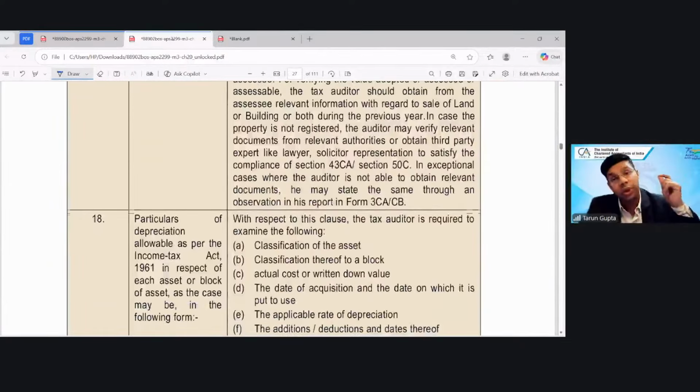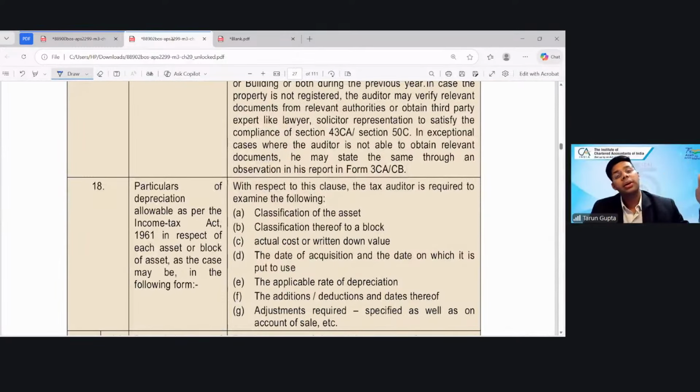Then clause 18 is the depreciation clause. Here you will state everything: the opening WDV plus the additions made, the date of addition, the depreciation for the year, and the closing WDV. The opening WDV, of course, should match with the closing WDV of the preceding year, which was furnished in the return of income.